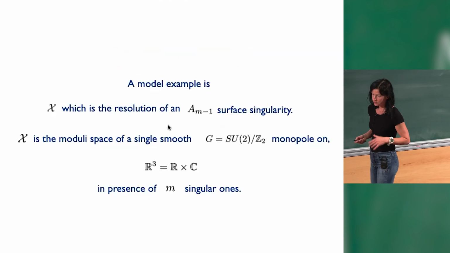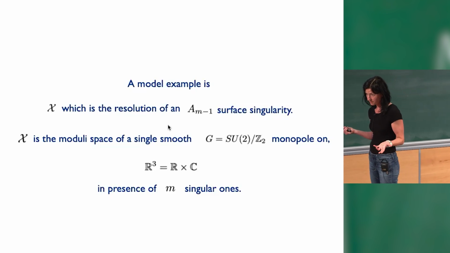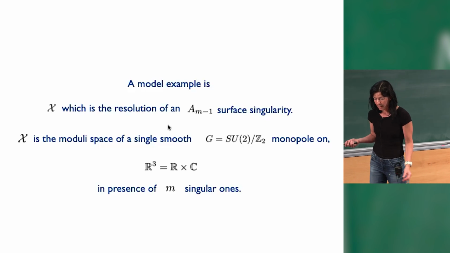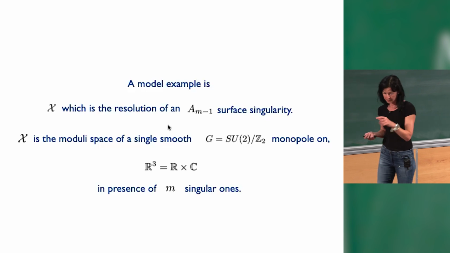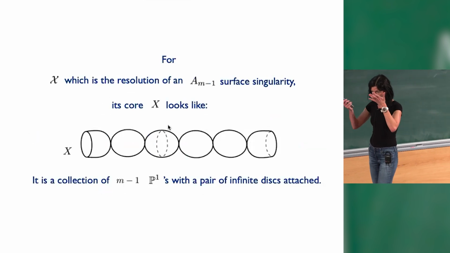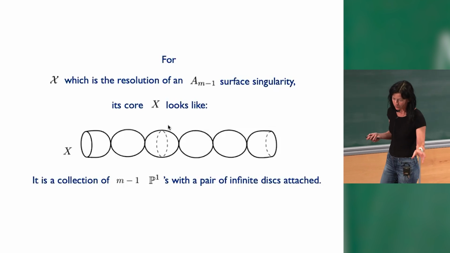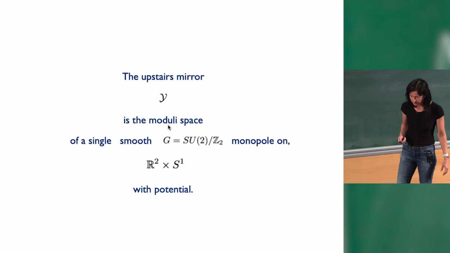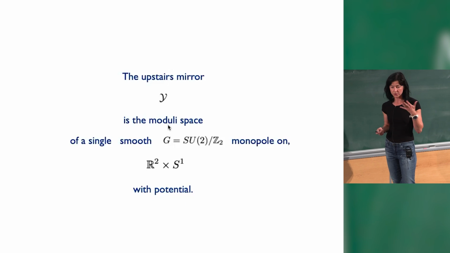Now, a model example to keep in mind is to take the big X to be a resolution of an A-type surface singularity. That X is a moduli space of a single SO3 monopole on R3, in presence of M singular ones. How many depends on which A_M. So for X, which is a resolution of the A_{M-1} surface singularity, its core looks like a collection of P1s with a pair of infinite disks attached. The upstairs mirror is the moduli space, again, of a single SO3 monopole on R2 times S1 with potential.